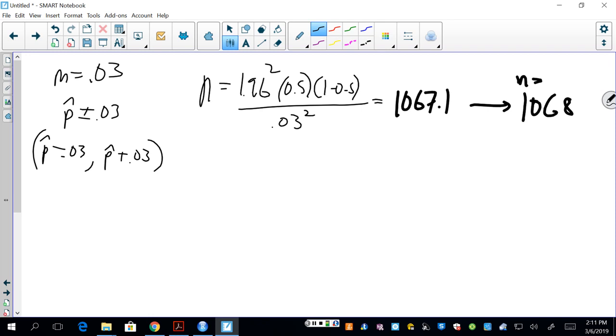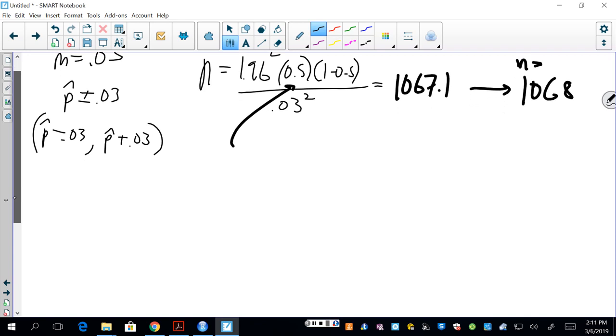What if it's not near 0.5? Well, 0.5 actually produces the biggest sample size, right? It's the most variability. At 0.5, you're equally likely to go add one or not add one. Anything else is more clumped, up towards 1 or clumped towards 0. So there's less variability. This has the biggest variability in the confidence interval.